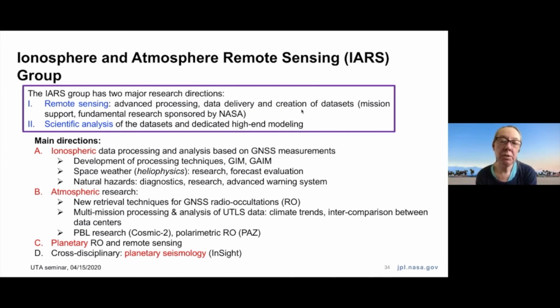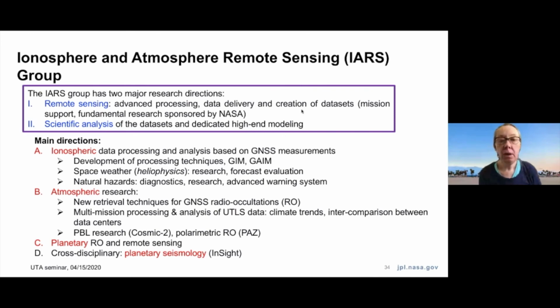We're also interested in evaluation of forecasting capabilities of current models, and we are branching out into natural hazard studies, diagnostic research, and advanced warning systems, a natural offshoot of this ionospheric branch. Also, we work with other groups at JPL to try to develop a near real-time warning system based on GPS measurements, because we can see TEC changes over the horizon, and that's a possibility to detect tsunami signatures in open oceans by TEC measurements.